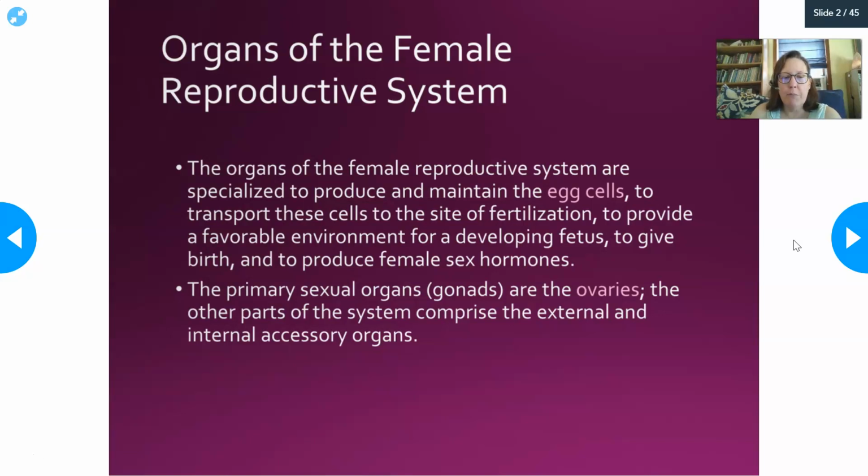So your primary sexual organs are the gonads, and in the female, they are the ovaries. The ovaries are the equivalent to the testes in the males, which are the gonads for the males. The other parts of the system comprise the external and internal accessory organs.